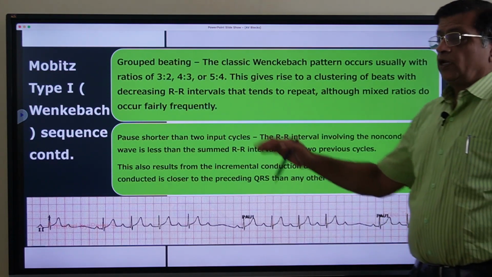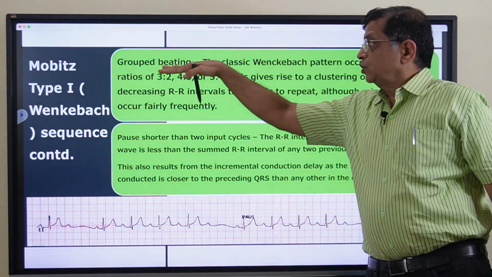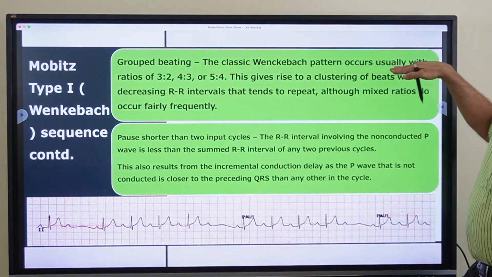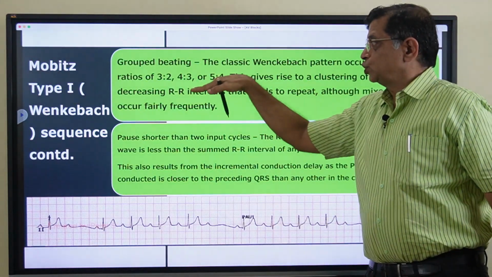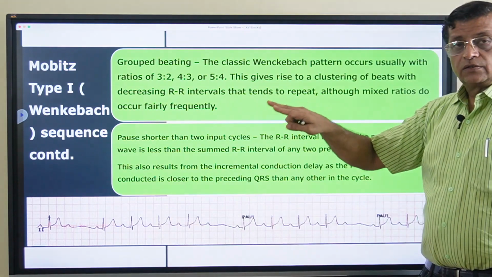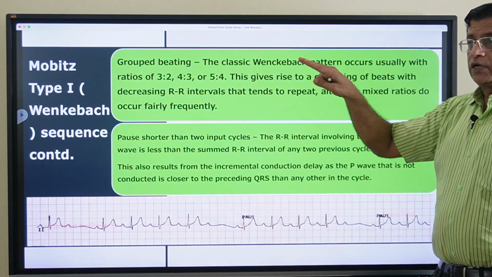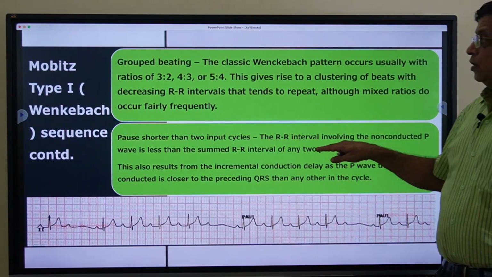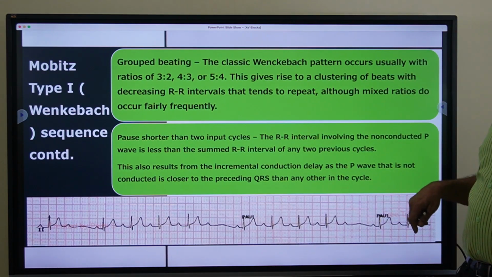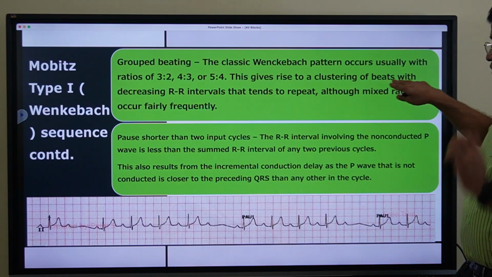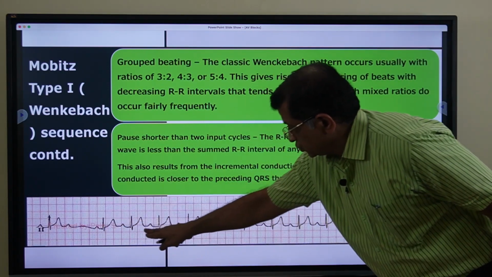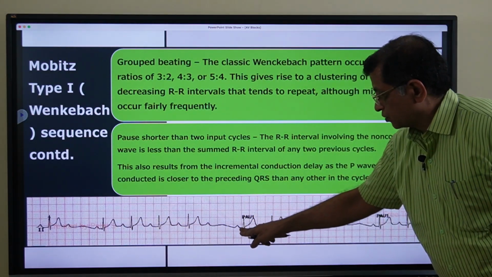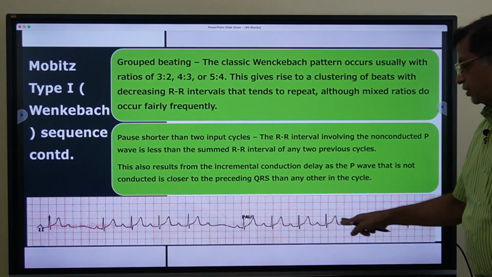So usually in Wenckebach there is group beating. The classic Wenckebach pattern occurs usually with a ratio of 3:2 or 4:3. Like 3 beats, the PR interval goes on increasing and then there is a loss of conduction, again 3 beats and loss of conduction. This gives rise to a clustering of beats. You can see there is a clustering of beats here and then a loss of conduction, then again clustering of beats and then loss of conduction.